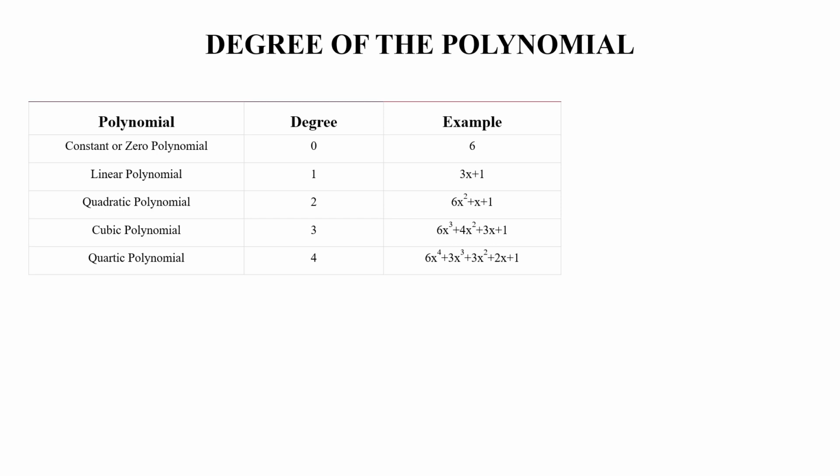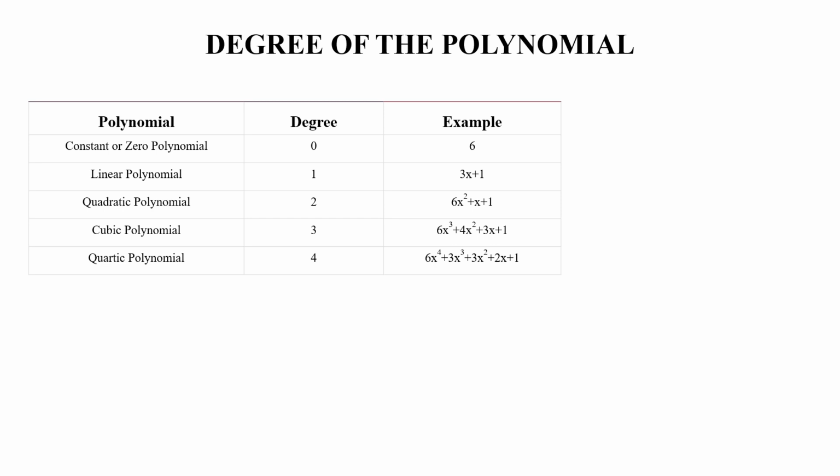Cubic polynomial, simply 6x cube in the expression: 6x cube plus 4x square plus 3x plus 1. Cube is defined as a cubic polynomial, and power 4 is defined as a quartic polynomial. What is the difference between quartic and quadratic? Quadratic means 2 and quartic means 4. For example, 6x to the power 4 plus 3x cube plus 3x square plus 2x plus 1.